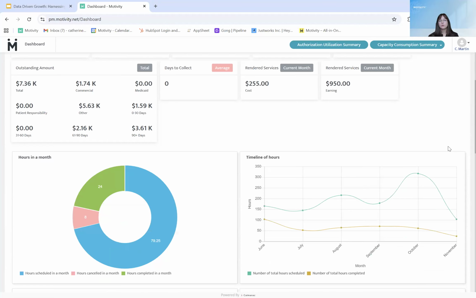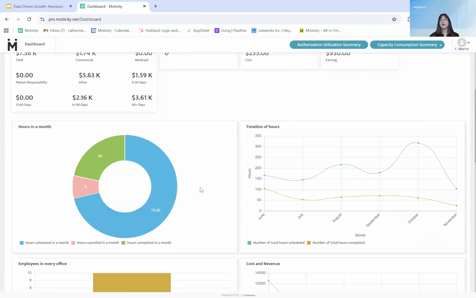Scrolling down, the top two here are going to show us hours in the month as well as a timeline of hours. On the left side, we can see the hours in the month, so what's been canceled, what's already been rendered, as well as what's been scheduled. Now we're about halfway through the month, so you might look at this chart in a couple ways to say, well, it's great that we have all of these hours being scheduled, and make sure that we're proactively scheduling time, but maybe I would want to see more hours rendered in this month because we are about halfway through. To the right of that, I see the timeline of hours.